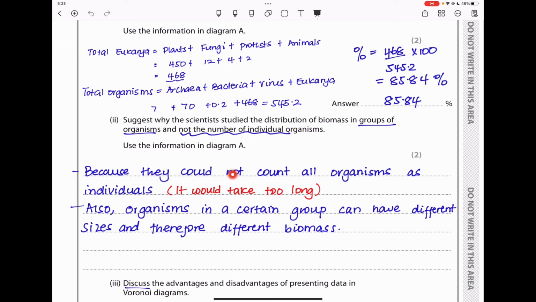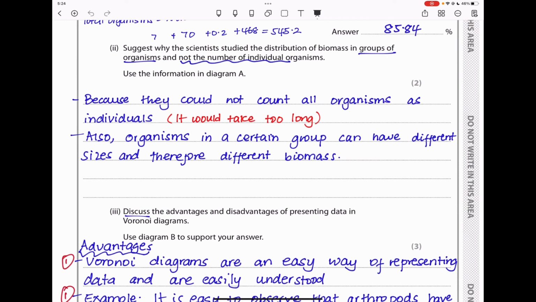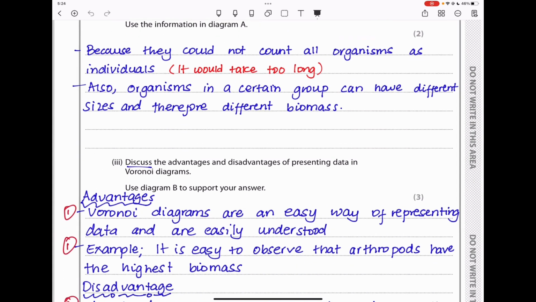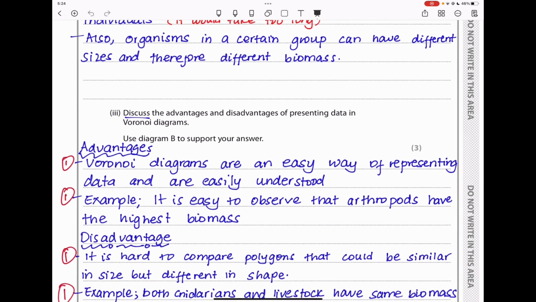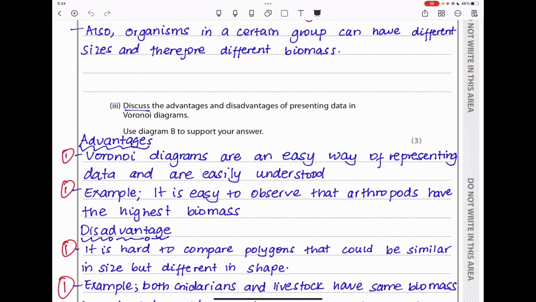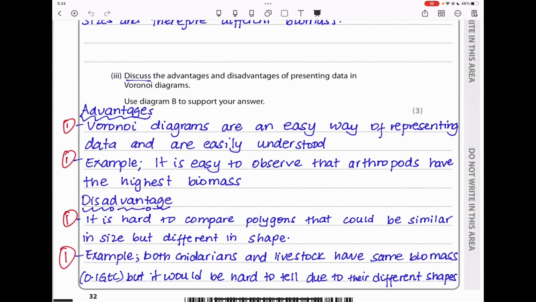So I said because they could not count all organisms as individuals, that would take too long. And also organisms in a certain group can have different sizes and therefore different biomass. That could be misleading if you counted them as numbers. But when you put them as a group, it's easier for you to interpret. The next part says, discuss the advantages and disadvantages of presenting data in Voronoi diagrams.